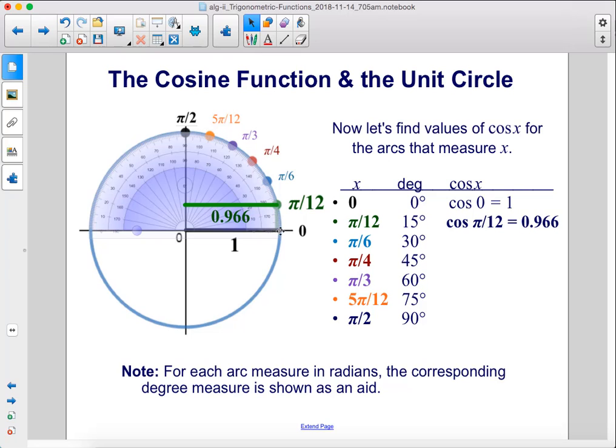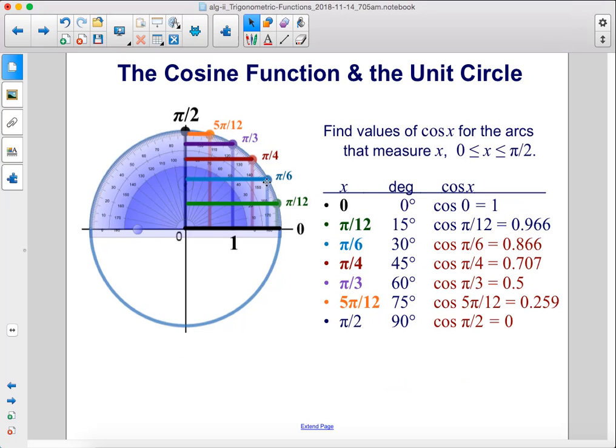So at 0 here, where x equals 0, the degree is 0 degrees, and the cosine value is 1. Here at pi over 12, that's a 15-degree angle, and cosine of pi over 12 is 0.966, and that's the length of this green horizontal line. Note, for each arc measure in radians, the corresponding degree measure is shown as an aid.